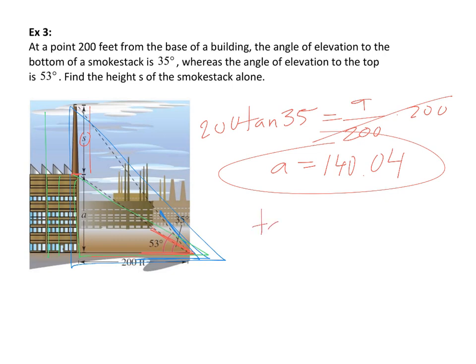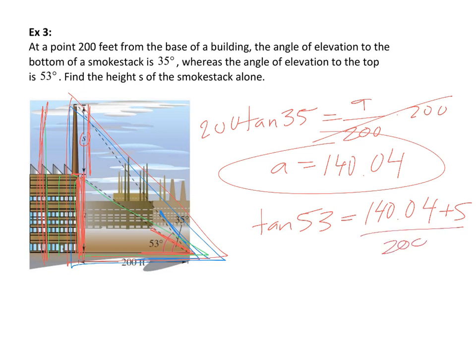Then we have tangent of 53 degrees is equal to 140.04 plus S. Because I just figured out that this is 140.04, and then I'm adding on the S, and that gives me the full length for this triangle. And that's over 200.